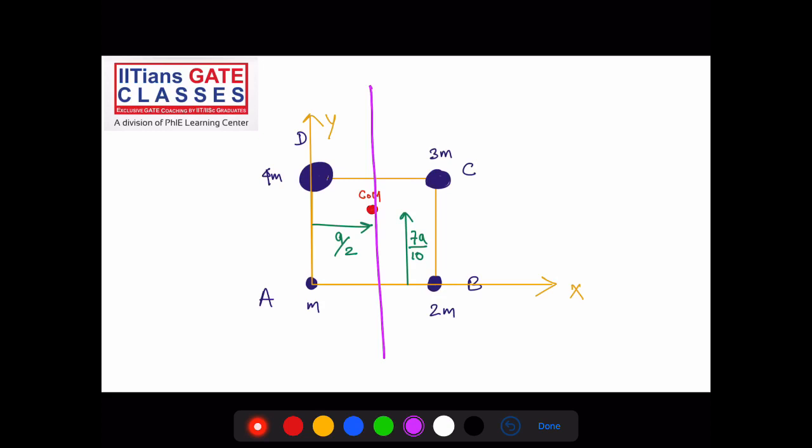But if you want to see the y coordinate, the mass above is 4m plus 3m, that is 7m, and the mass below is m plus 2m, that is 3m. So that's why the center of mass has shifted from the midpoint by a certain distance towards the top. So this is the point. This is the point where you can assume the total mass of 10m to be concentrated, and you can solve your numericals.